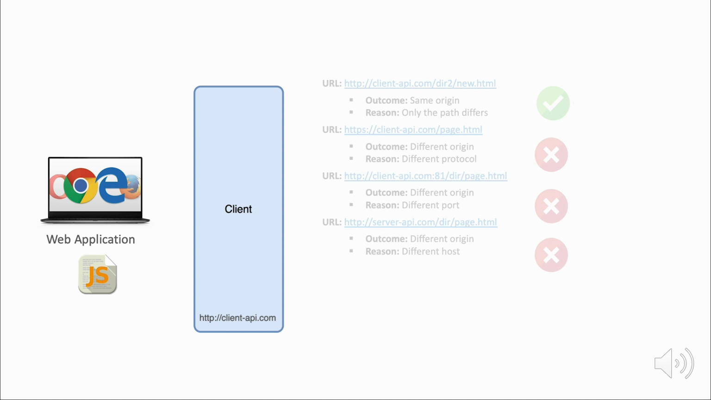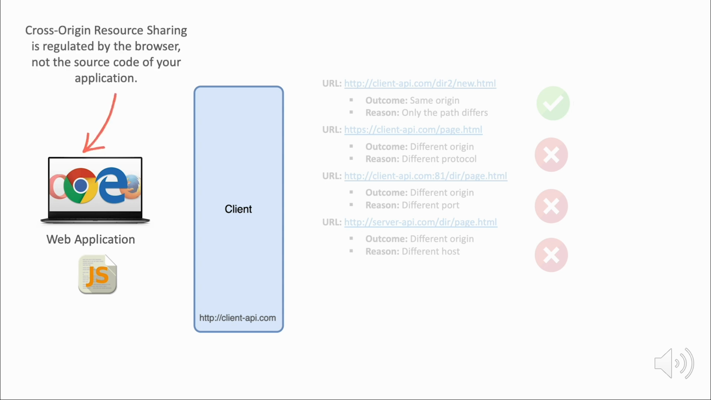Nowadays, browsers enforce that clients can only send requests to a resource with the same origin as the client's URL. It's very important to know that cross-origin resource sharing is regulated by the browser, not the source code of your application. This means the browser enforces security policies that restrict how resources on a web page can be requested from another domain. For example, the origin header, which indicates the origin of the request, is automatically set by the browser.